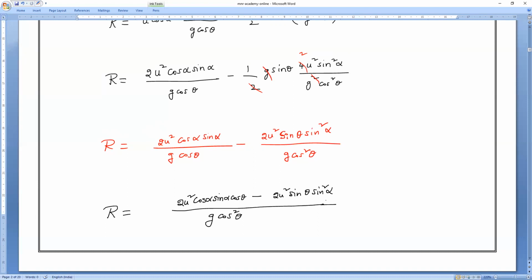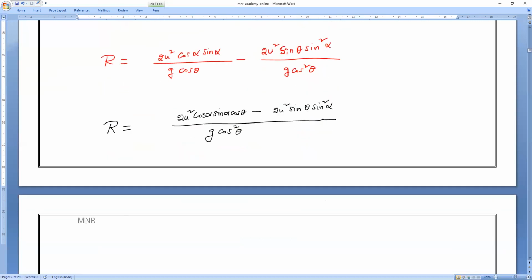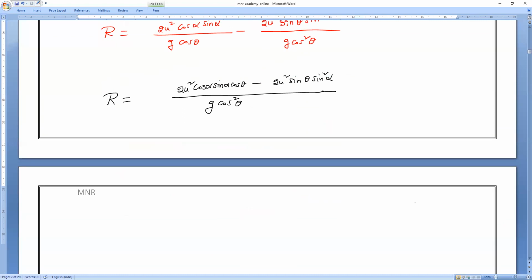Next what? You can guess something. 2u square is common, and in the other term also sin alpha is common, sin alpha from sin square alpha. Take sin alpha out. That is what you should form before me. Then what makes you different from others? So 2u square sin alpha divided by g cos square theta. I will write it. Now remaining thing you write. Tell me what is the remaining?